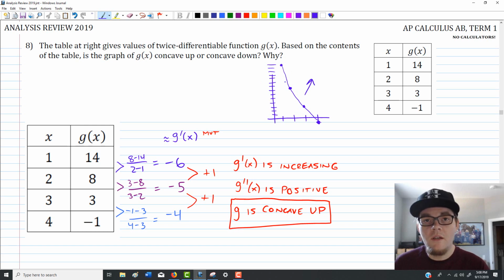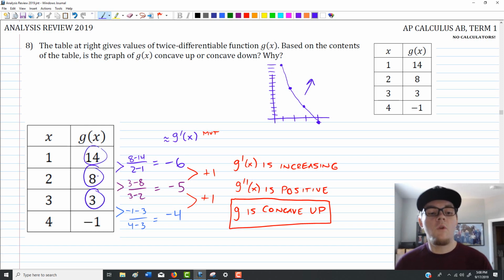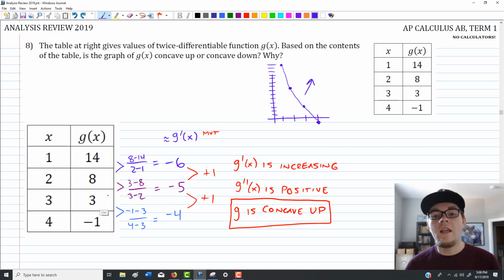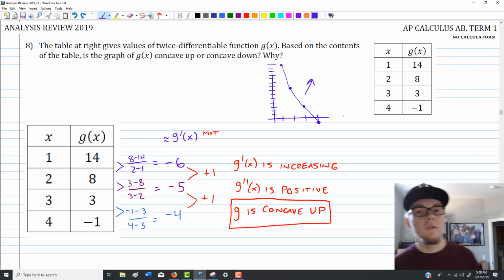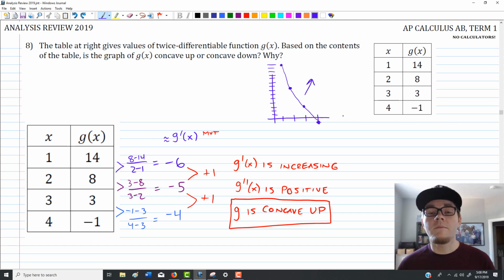So basically, you could also try to draw a picture, particularly if the values are far more spread apart. Like if we had 140, 80, 30, and negative 10, you'd probably be able to do it a little bit better. For the moment, I'd say that drawing the picture isn't quite as accurate as what we did here otherwise.